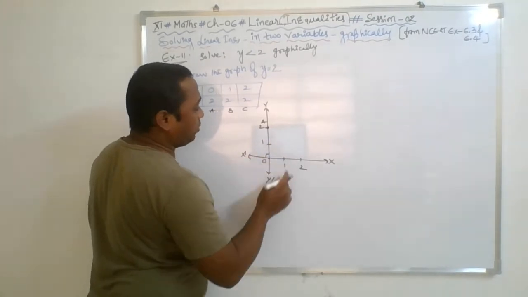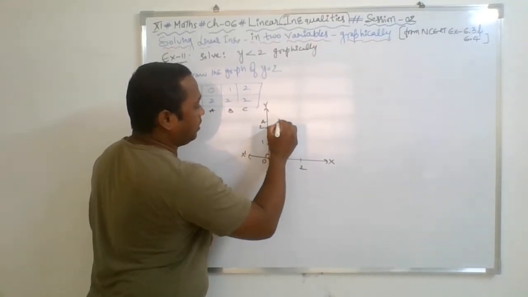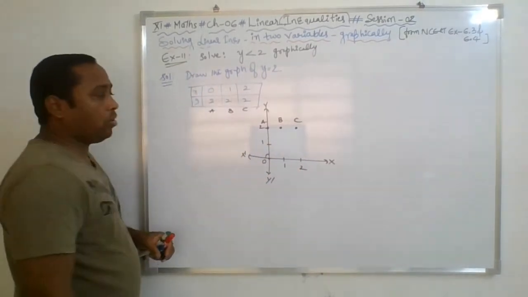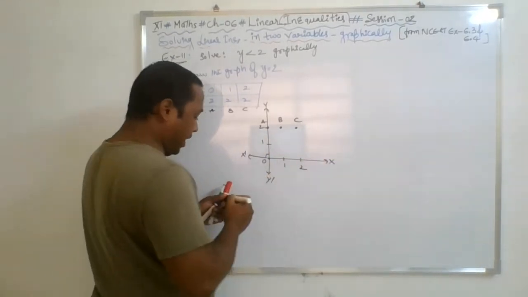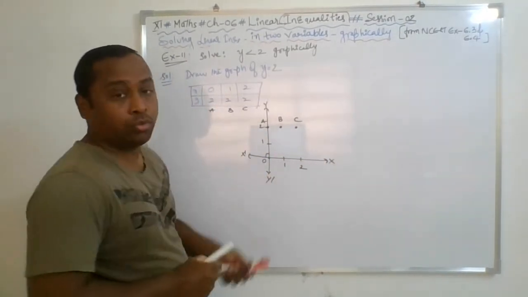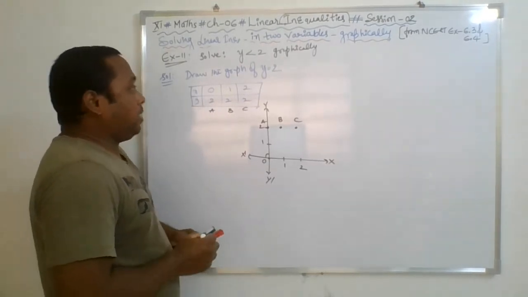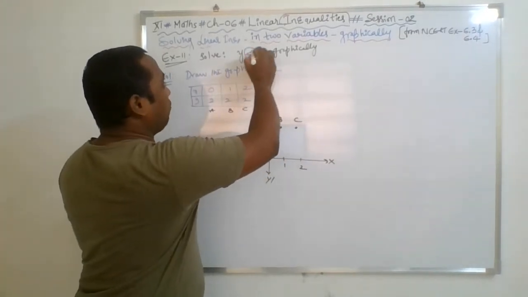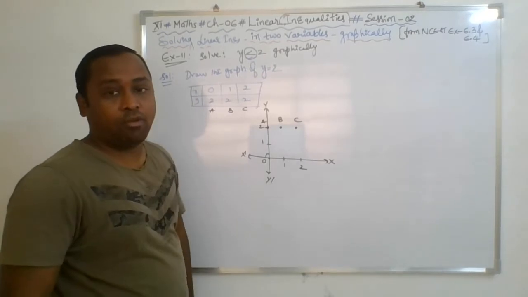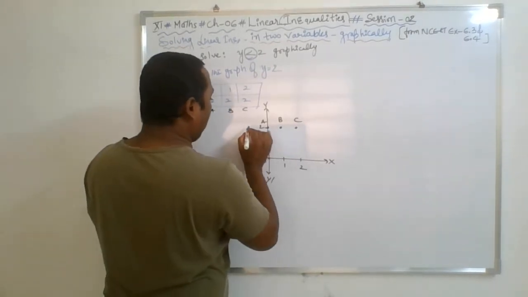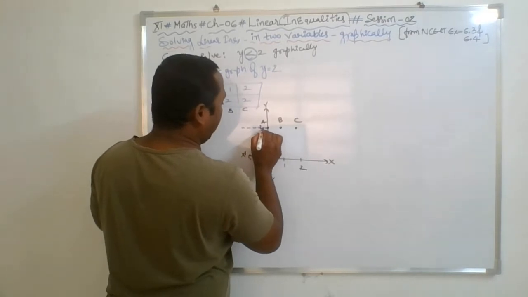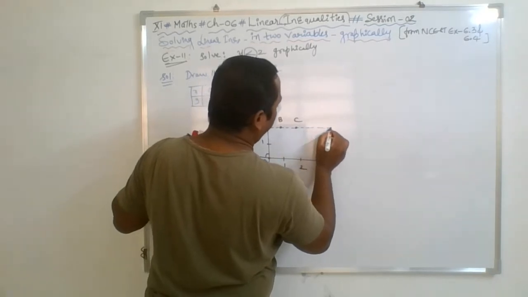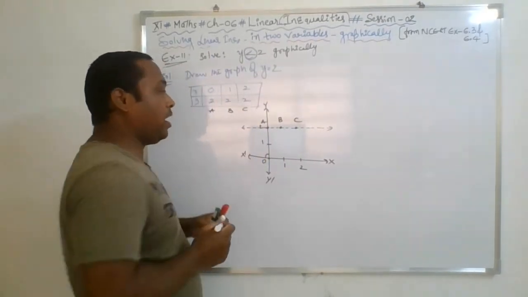X is 1, Y is 2. This is B point. X is 2, Y is also 2. So I got all the points. Then by joining them, you will get the graph of Y is equal to 2. But here, before you join them, you need to look into the inequality which is involved. So here it's a pure inequality, hence you need to draw a broken line, means the dotted line. You need to join them with the dotted line, with the help of scale only, please.